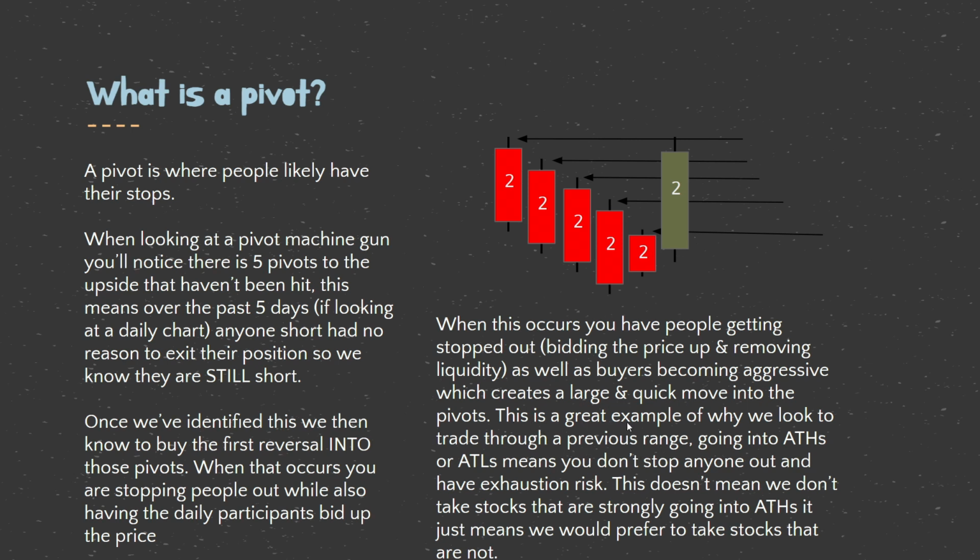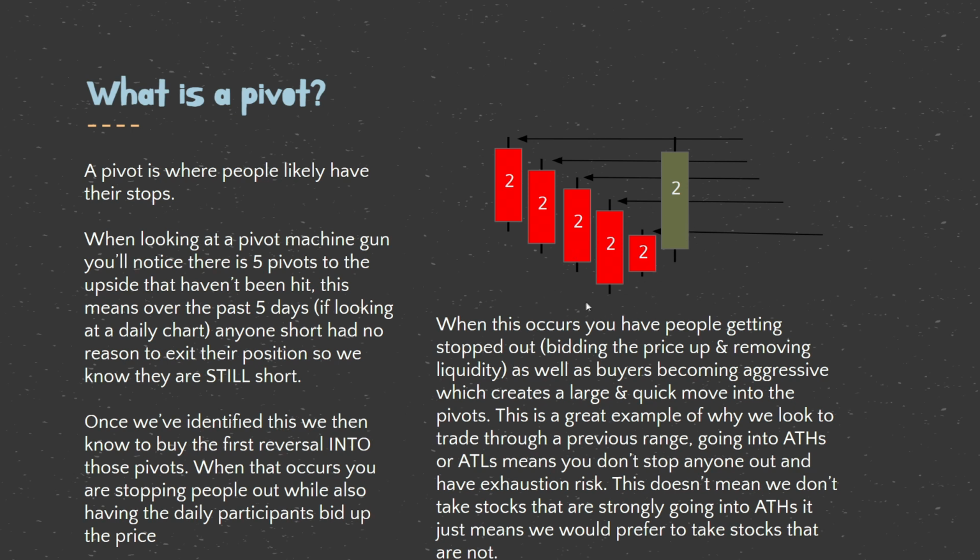This is a great example of why we look to trade through a previous range, because going into all-time highs or all-time lows, which is the abbreviation here, means you're not stopping anyone out and you have exhaustion risk. That does not mean we don't take stocks that are strongly going into all-time highs. It just means we'd prefer to take stocks that are trading through a previous range. So this pivot machine gun works the same way to the downside. If we had a 2, 2, 2, 2, 2, 2, and then got a reversal to the downside, it's the same exact thing.